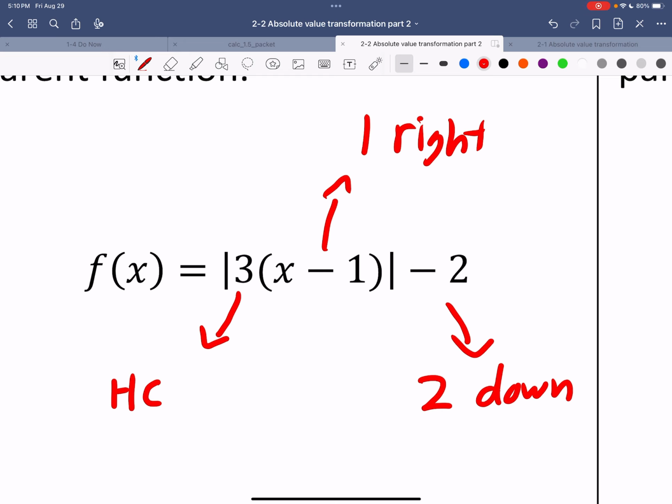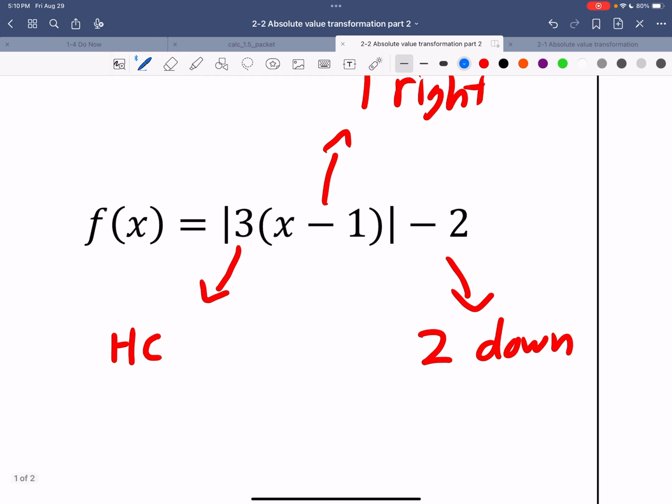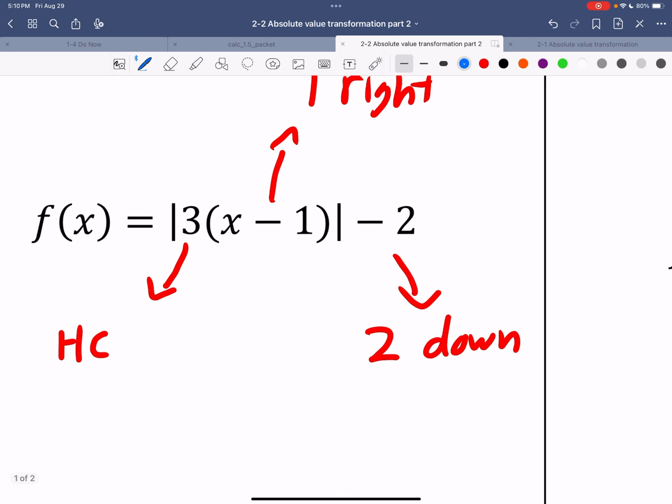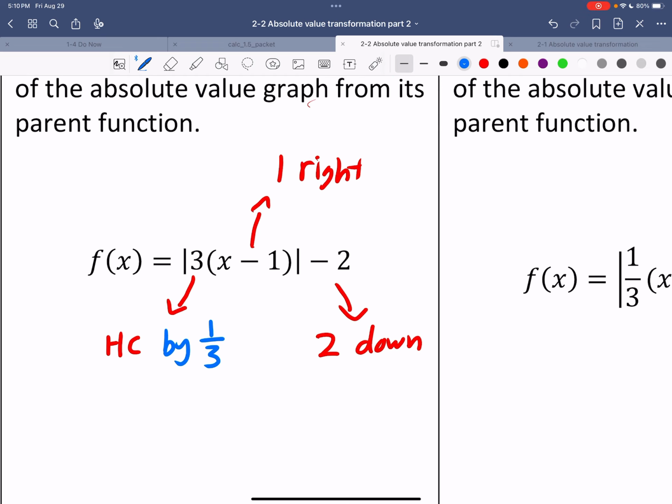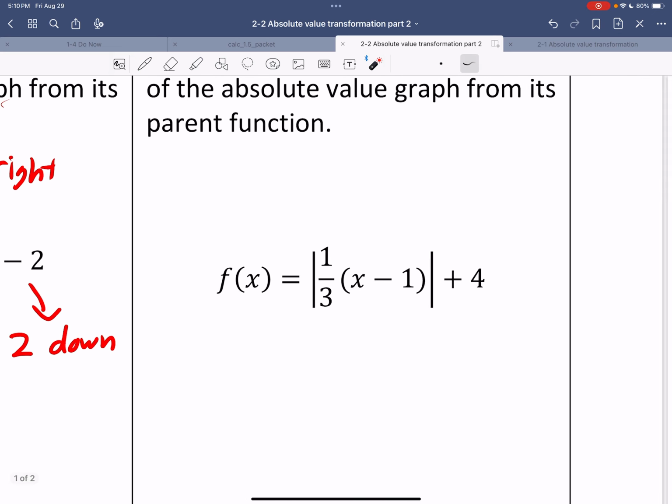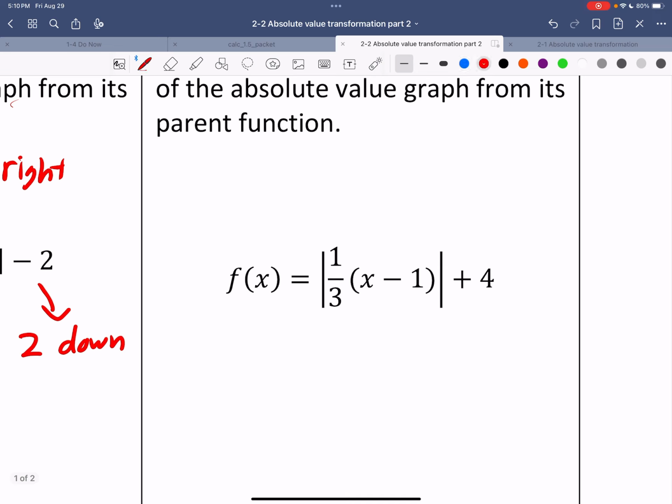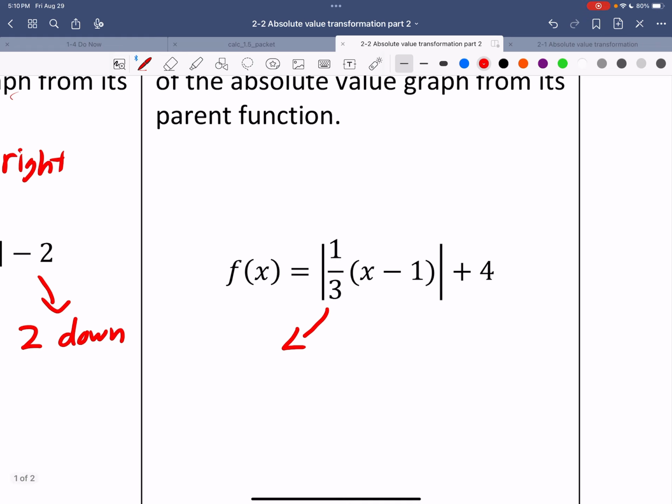That's it. And here, I do not want to confuse you, but if you want to know, when it is horizontal compression, we call it horizontally compressed by, instead of 3, we're going to say 1/3. Because you have to think opposite if it is inside this absolute value bracket. So same thing here. 1/3 is obviously smaller than 1, so it's going to make your graph wide horizontally. How can you make it wide horizontally? Stretch it. Minus 1 is the same thing, 1 to the right.